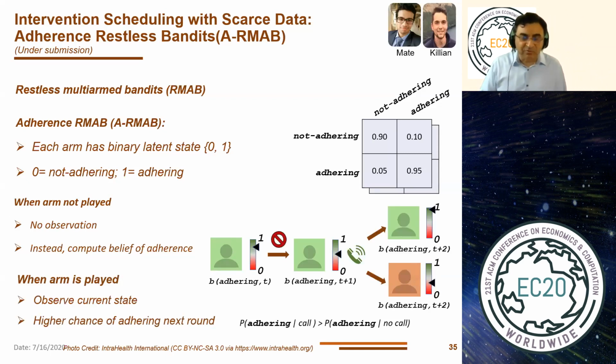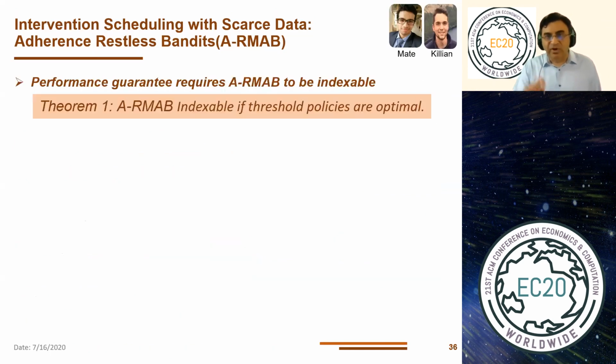When the arm is played, when you call the patient, you get an observation as to what happened yesterday, and you can encourage the patient to take their medicine, so there's a higher chance of adhering in the next round. So given this model, the question is, can we solve this efficiently to come up with a policy to advise health workers? When all of these transition probabilities are known, and this is an assumption we've made here, one of the basic theorems we're able to show is that this adherence restless bandit can be indexable if threshold policies are optimal. And indexability is important for performance guarantees on this adherence restless bandit.